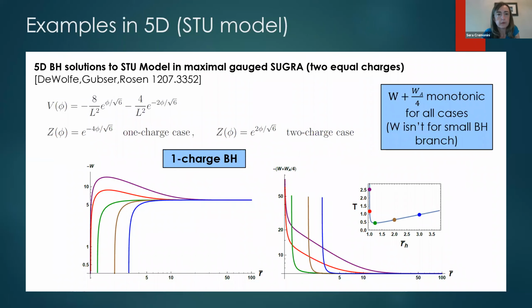We also have looked at some black hole solutions in 5D. These are solutions to the STU model for particular choices of charges. Wolf, Kapser, and Rosen took two of the charges to be equal. I'm not telling you any of the details of the paper, but again, we find similar features. In the one charge case, you see again this small black hole branch with a non-monotonic W, and in the large black hole branch, W is monotonic, and our favorite combination is always monotonic.